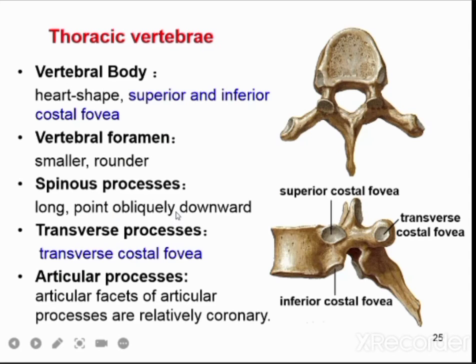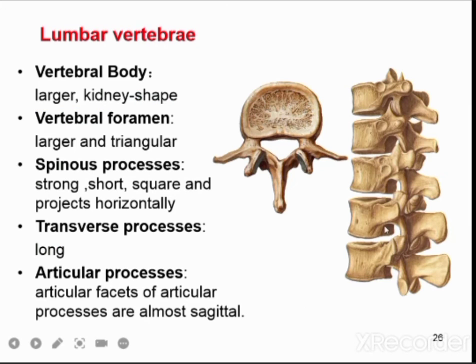We can see the thoracic process projects obliquely downwards. Here we can see the process. This is the spinous process of thoracic vertebrae. This is the spinous process of lumbar vertebrae. We can see it projects horizontally. This is obliquely downward. Is that clear? The spinous process.